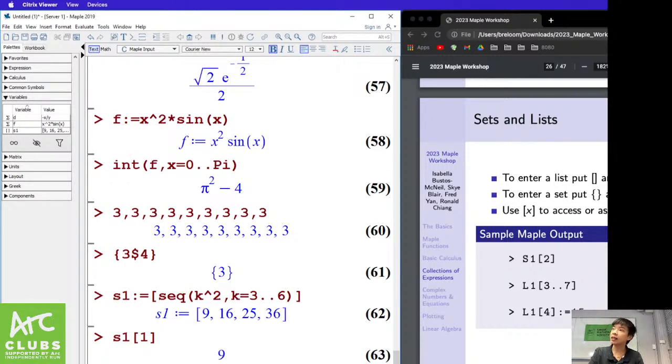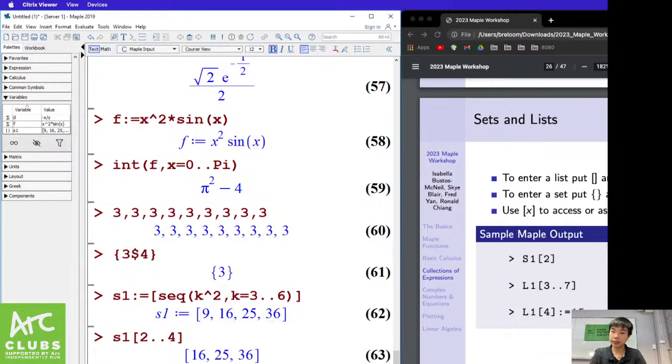What you might see is that lists in Maple are 1 indexed and not 0 indexed. That means if you do S1 of 1, you would get the first element, and if you put in 2, you would get the second element. If you put in 3, you would get the third element, and so on. You can also get a range, maybe all elements between 2 and 4, and that would get you a list from 2 to 4.